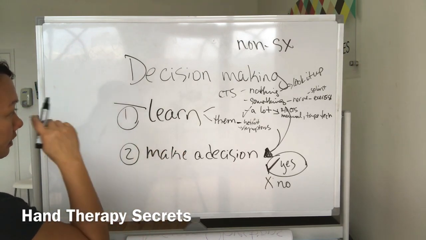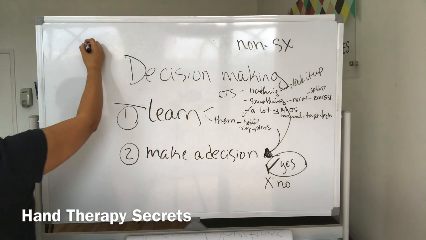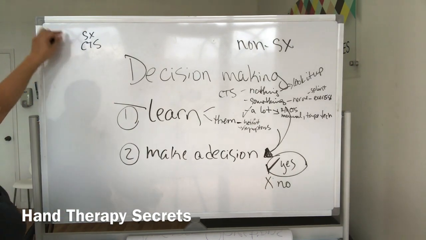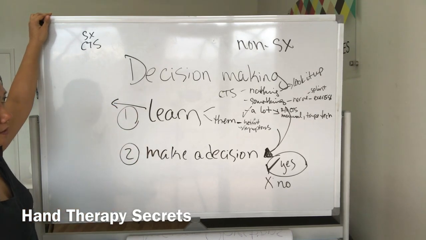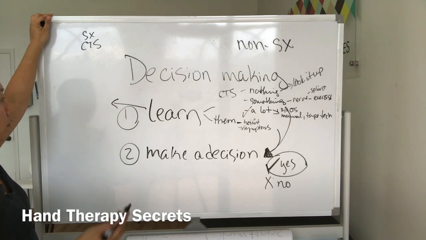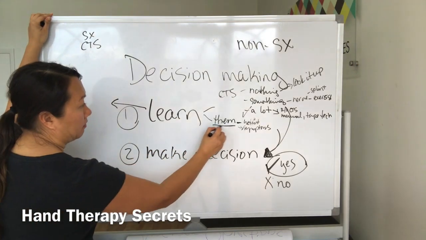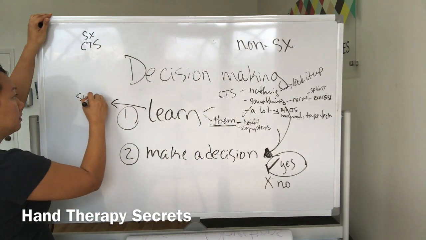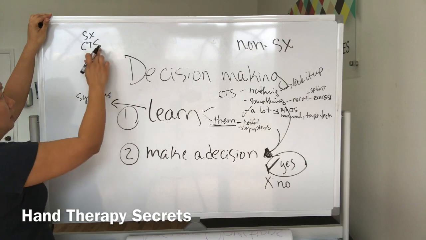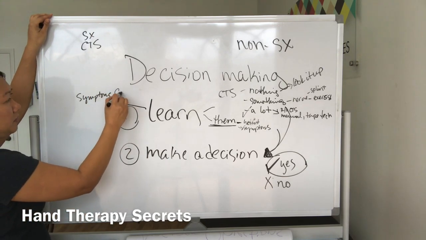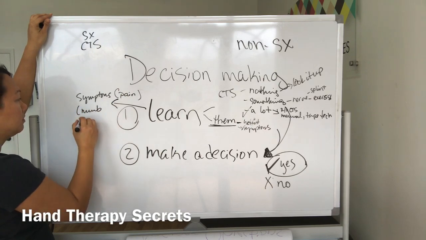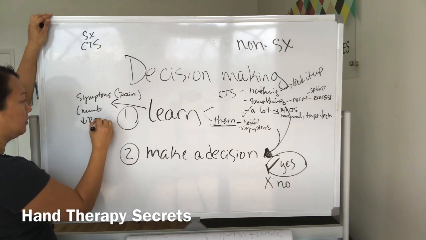So let's say it's a surgical carpal tunnel, right? Well, what do you know about carpal tunnels, surgical-wise? It's a median nerve, right? All you're doing is finding out what their symptoms are. Again, it comes down to them. What are their symptoms, right? Most of the time, if they had surgery, their symptoms are going to be pain, numbness, decreased range of motion, something like that, right?